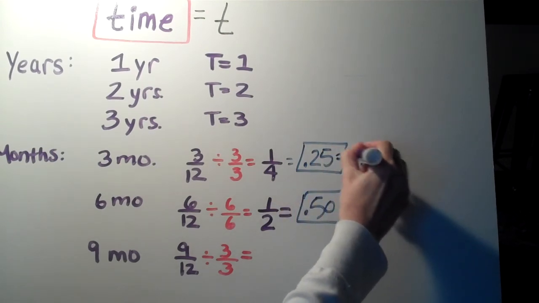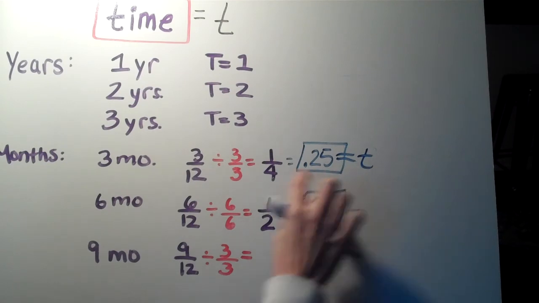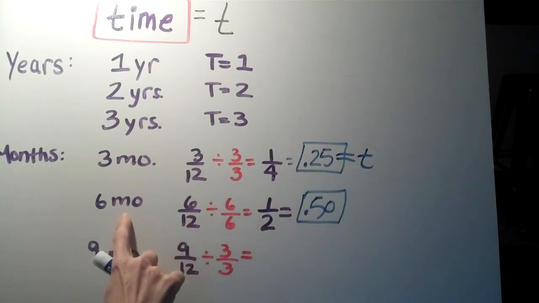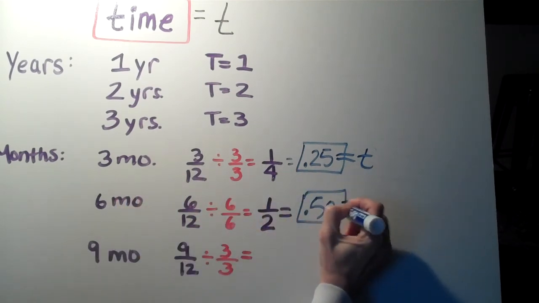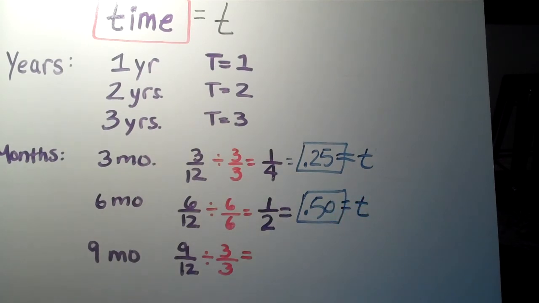0.25 would be the time if it's 3 months. For 6 months, the T would be 0.50 or 0.5. For 9 months, it's simply 9 over 12. Again, you're going to reduce that fraction by dividing by 3 over 3, and you would get 3 over 4.